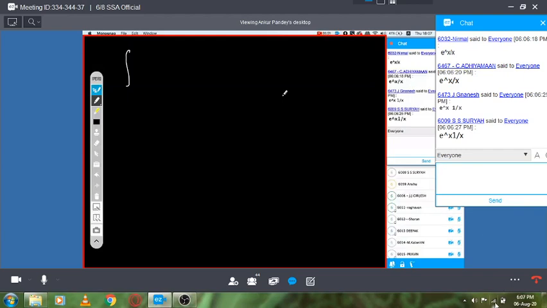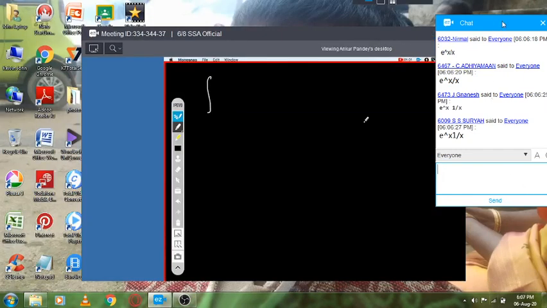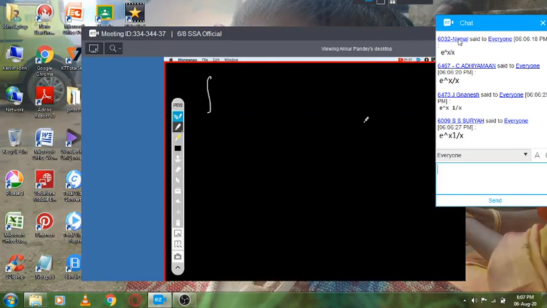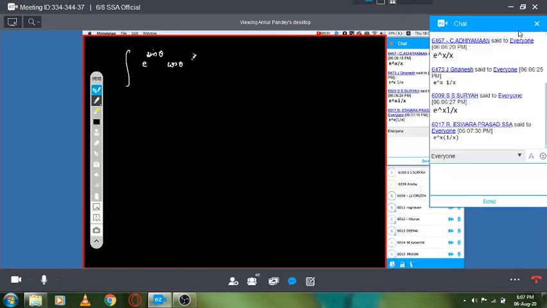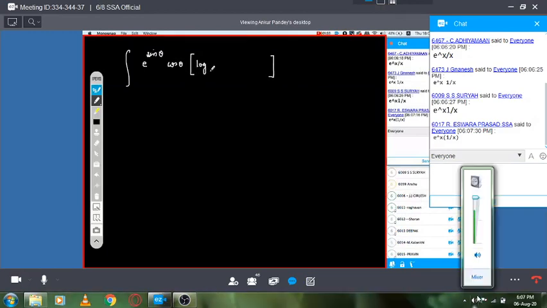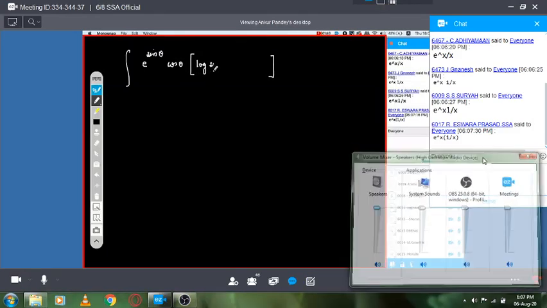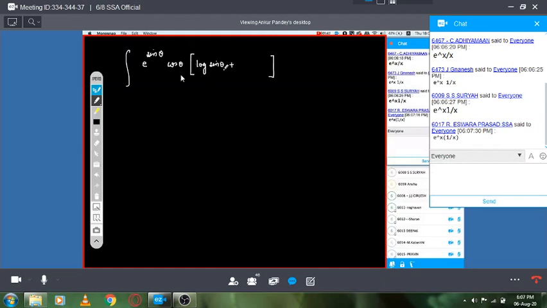If there is a question, e to the power sine theta into cos theta into log sine theta plus cosecant square theta d theta. Quickly, what is the integral?